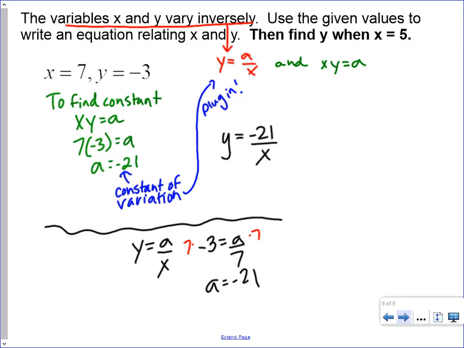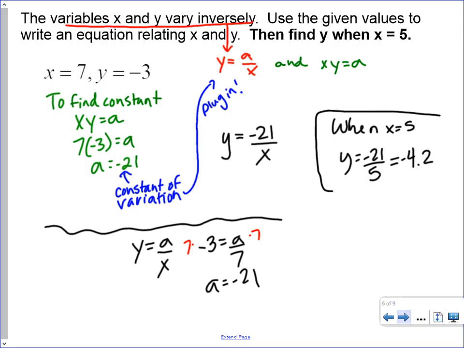And then how will we find y when x equals 5? Simply plug it in. So when x equals 5, y equals negative 21 over 5. If you want to put that into a calculator and get a decimal, I think it would be negative 4.2. You can do that, or if you want to leave it as the improper fraction, negative 21 over 5, that's fine. Those are your two answers.